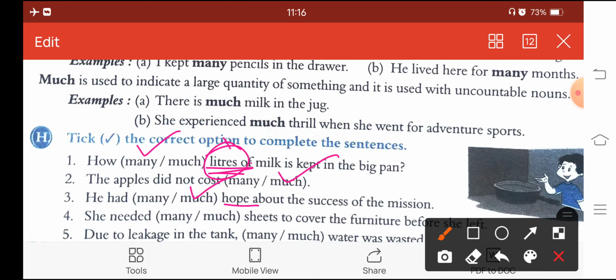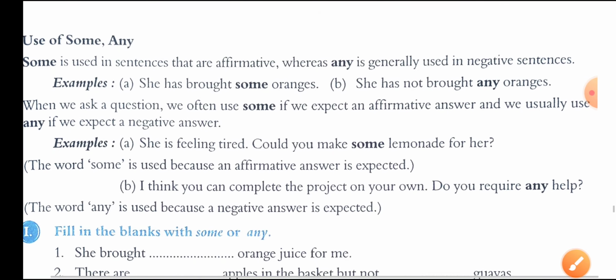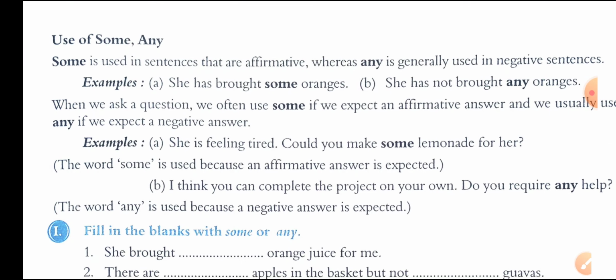Question number 4: she needed dash sheets to cover the furniture before. Now sheets is countable, and we have to use many here. Due to leakage in the tank, dash water is wasted. Now water is water, not waters, so uncountable. So much water was wasted. If it is liters of water, then we say many liters of water were wasted. But it is water only, that is uncountable. So here you will use much only. Please turn to the next page, and here you will learn the uses of some and any.